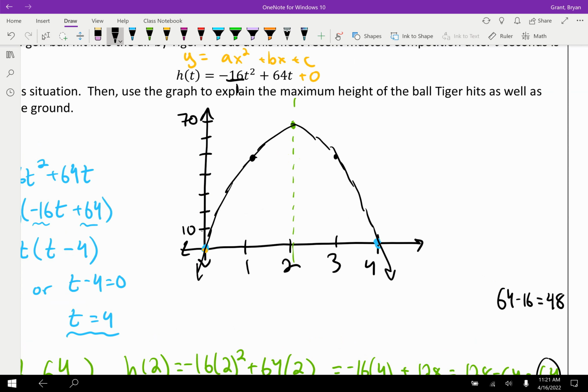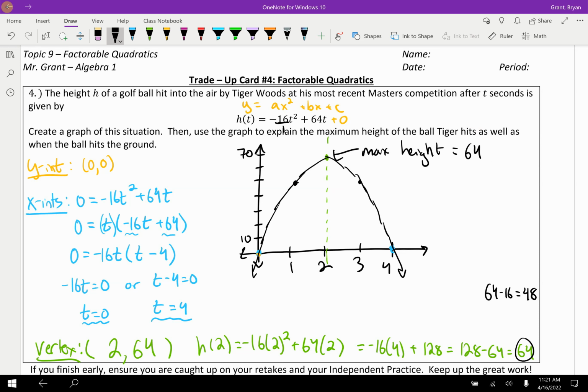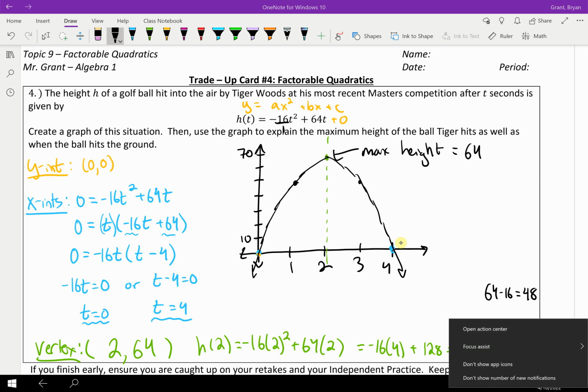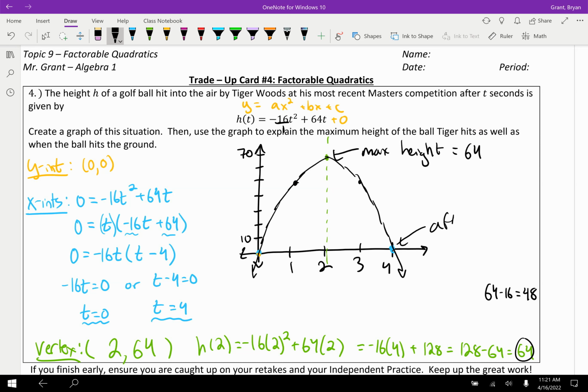All right. So we are supposed to use the graph to explain the maximum height of the ball that Tiger hits. Well, the max height is from the vertex, and it's going to equal 64. Did they give us any units here? No. It's just going to say 64, whatever units you want. Feet, meters, yards, something sounds good. And then we also need to explain when the ball hits the ground. Well, I think it's pretty apparent here that the ball hits the ground after 4 seconds. Easy enough.